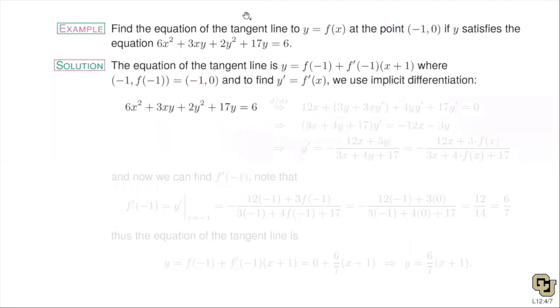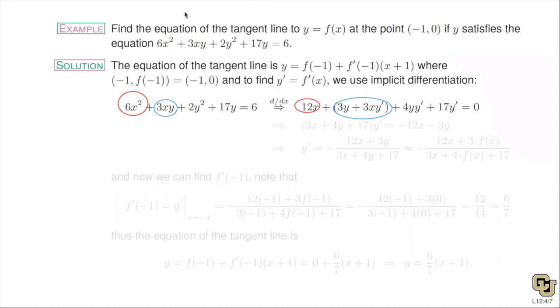I start with the equation. I take the derivative of both sides. 6x squared, the derivative is just 12x. For 3xy, we need a product rule. 3x, I'm treating as the first function, y is the second function. Derivative of the first times the second is 3 times y, plus, copy down the first function, 3x, times the derivative of y, which is dy dx or y prime.